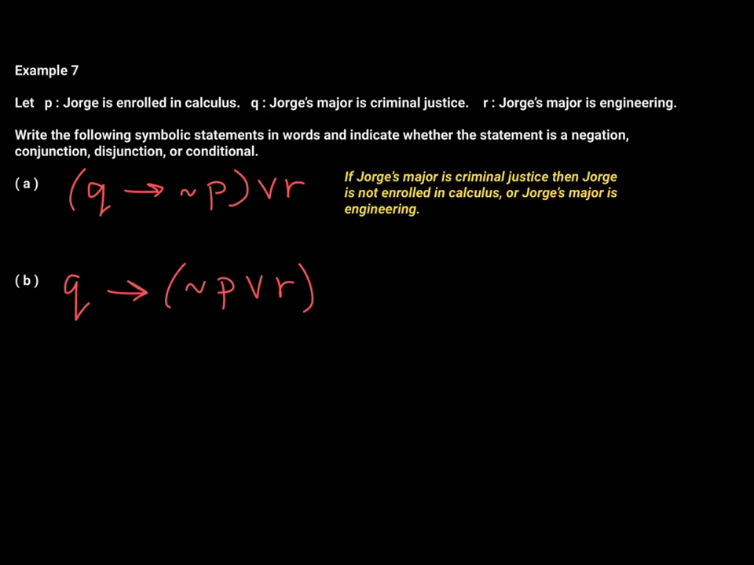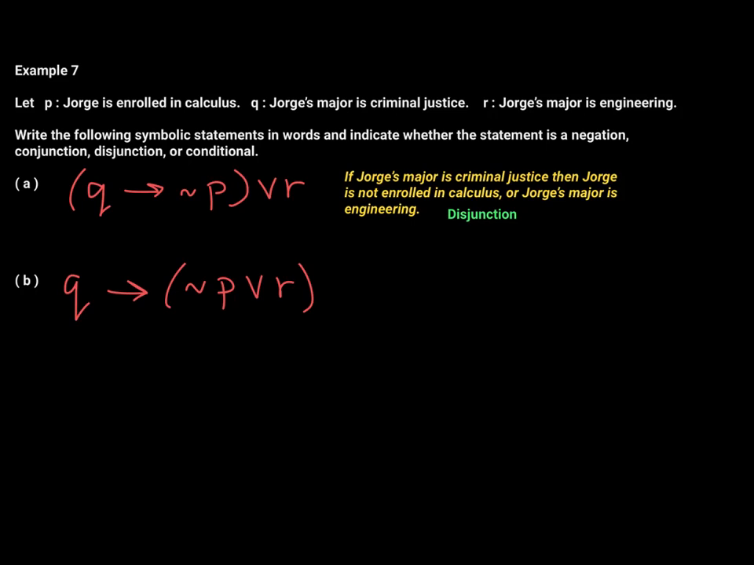All right, so here it is written. If Jorge's major is criminal justice, then Jorge is not enrolled in calculus, comma, right? That's denoting the parentheses. Jorge's major is engineering. Now, this statement, if I read the symbolic form, the outermost symbol is here, and it is a disjunction. I'm going to label this a disjunction. Remember, look at the outermost symbol, all right? Disjunction.